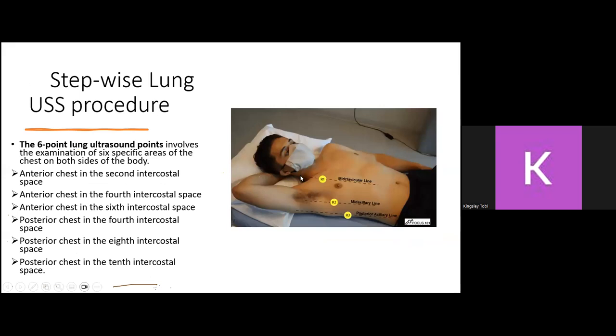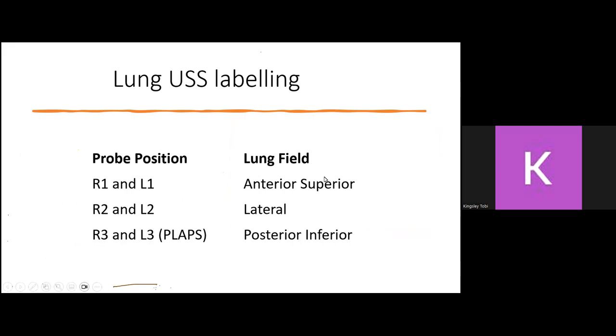There are 6 points you must always start from, on both the right and left sides. For the anterior chest, you start at the mid-clavicular line, slightly inferior to it, at the second intercostal space, then move down to the fourth intercostal space and the sixth intercostal space. Then you go to the posterior chest: the fourth intercostal space, the eighth intercostal space, and the tenth intercostal space. These are the progression. You move from here to the lateral chest, to the posterior chest wall, and this can be done swiftly, in 2 to 5 minutes.